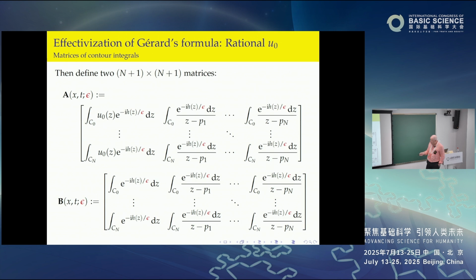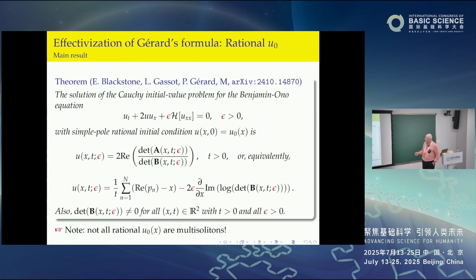In the first column for B, we put the function 1, and always multiply by this e to the minus I h over epsilon, okay? So at this point, we have two matrices of size n plus 1 by n plus 1 made of contour integrals. And here's the theorem: the solution of the Cauchy problem for Benjamin-Ono with that rational initial condition is just twice the real part of det A over det B. That's it. And you can write the formula in a different way, but I'll just skip that for now.